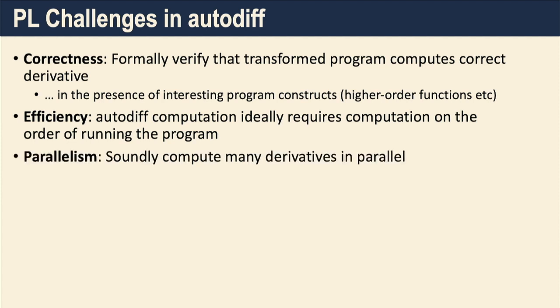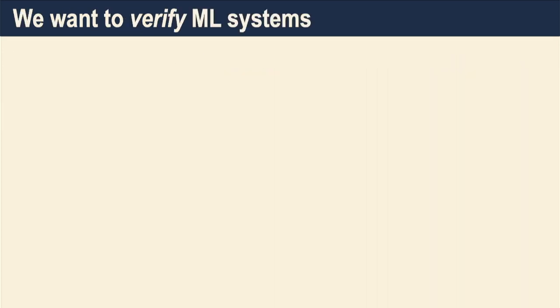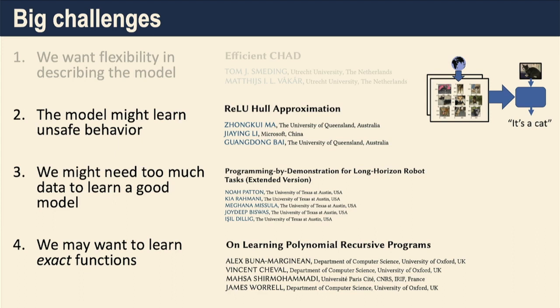Maybe I want to compute lots of derivatives at the same time, right? And in that case, I would like to run them in parallel, maybe even amortize over the different parallel runs that share sub-computation trees. So this paper, Efficient SHAD, is a step in connecting the theory of automatic differentiation, in particular the formally well-understood SHAD algorithm, to an efficient implementation, so proving efficiency, right? So I'm going to fly now, right? Hopefully this slide is enough for you to get excited and want to come to this section.